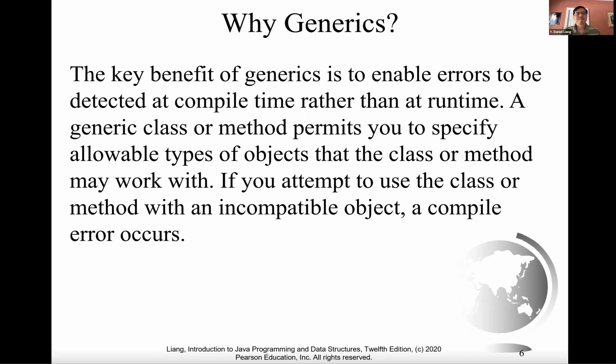Why generics? The key benefit of generics is to enable errors to be detected at compile time rather than at runtime. A generic class or method permits you to specify allowable types of objects that the class or method may work with. If you attempt to use the class or method with an incompatible object, a compile error occurs.